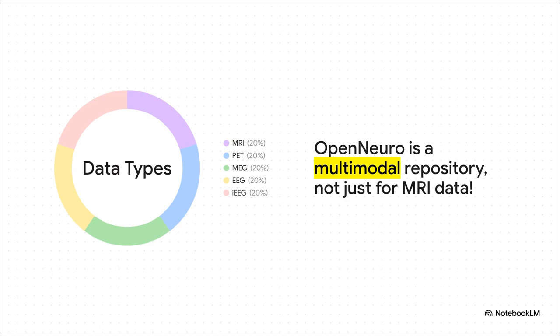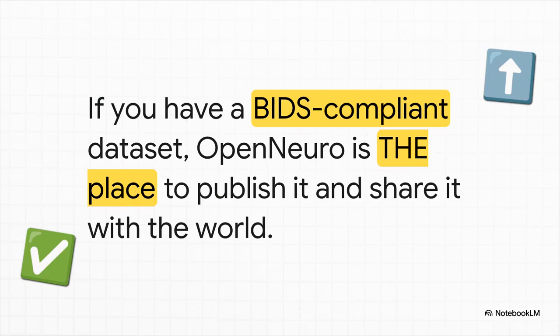You can find PET scans, MEG, EEG, even super-specific intracranial EEG data. It's a truly multimodal repository that really reflects all the different ways we have of looking at the brain. So here's the bottom line. If you're a researcher and you've gone to the trouble of organizing your data using that BIDS standard, OpenNeuro is the spot. It's become the central hub, the go-to place for making standardized neuroscience data available to everyone.